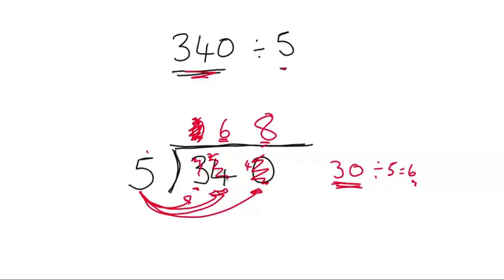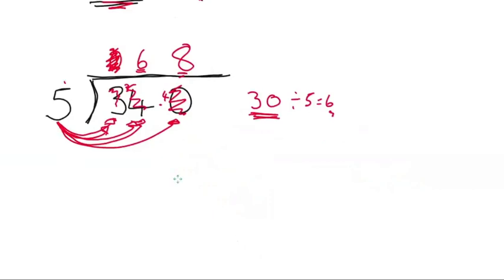Okay, and all we did is we took each number one by one, and we found out how many times 5 could go into that number. Okay, that's all we did. Now there were some remainders, so the remainders served as tens for the next number. All right. Okay, we're going to move on.